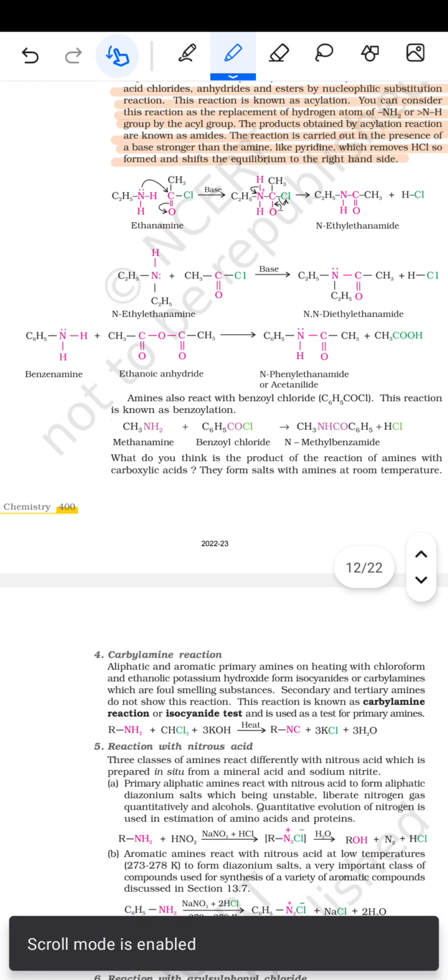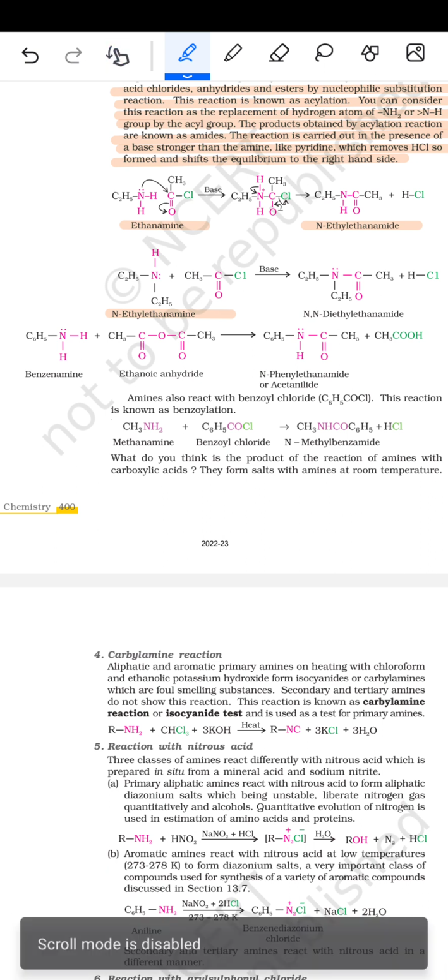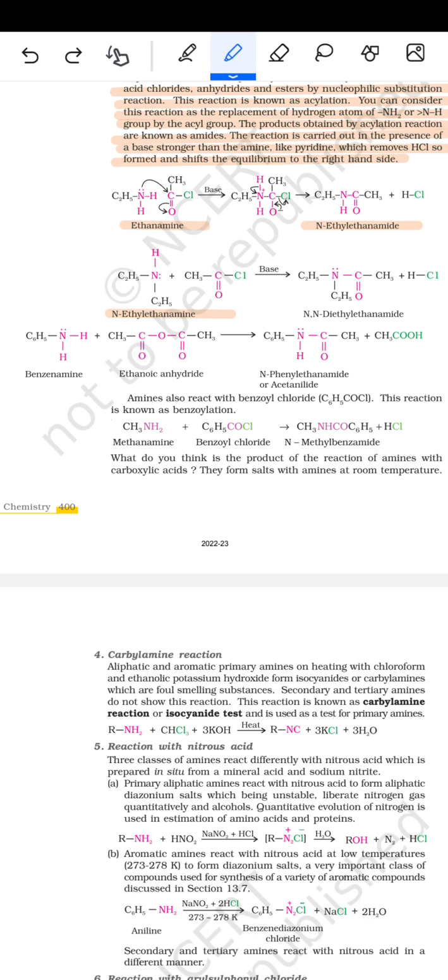तो यहाँ पर आता है इथेन अमाइन, फिर बेस, फिर एन इथाइल इथेन अमाइड, फिर आता है बेस और फिर इधर आ जाएगा एन एन डाई इथाइल इथेन अमाइड. फिर बेंजीन अमाइन, फिर इथेनोइक एनहाइड्राइड, फिर एन फिनाइल इथेन अमाइड और द एसिटानिलाइड आ जाएगा इधर.